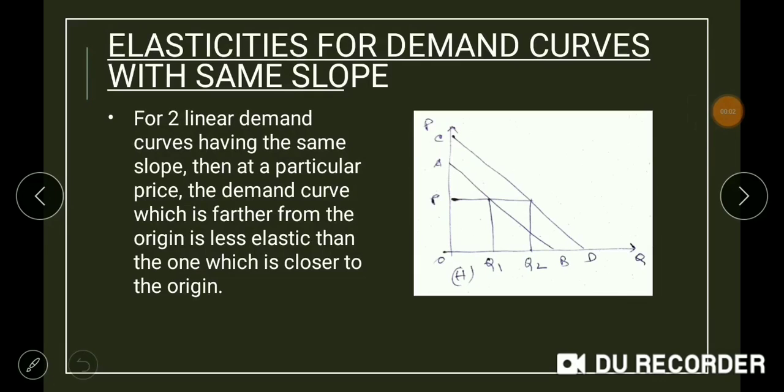Elasticities for demand curves with same slope. For two linear demand curves having the same slope, we will see that at a particular price P, the demand curve which is farther from the origin is less elastic than the one which is closer to the origin. That is, in the adjacent figure H, we will see that the demand curve CD will be less elastic than the demand curve AB.